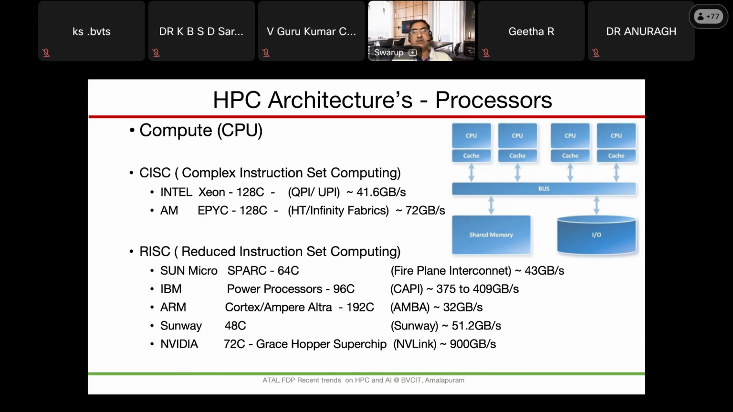Now you come to the GPU. So I spoke about that there is a compute, that is a CPU, and these CPUs are connected with a high-speed bus. Now, if you see Intel, there are two types of processors. One is a CISC and another is the RISC processor. One is complex instruction set computing and another one is reduced instruction set computing. Both are faring equally good, and they have their own advantages and disadvantages.